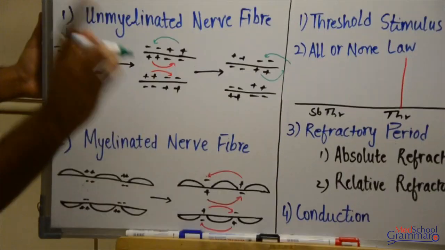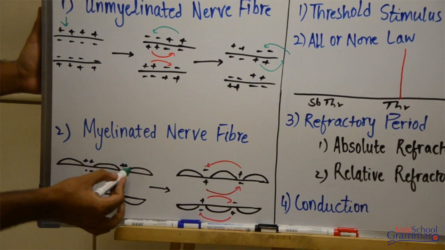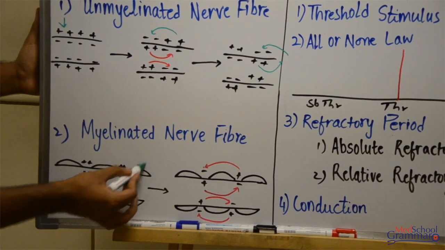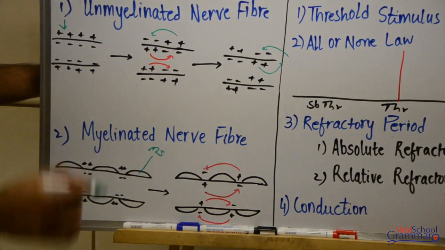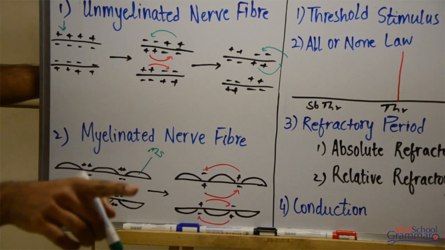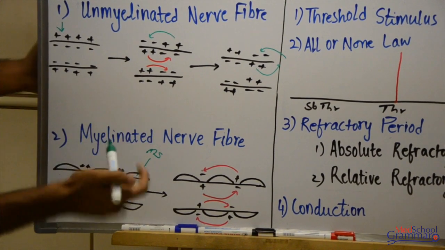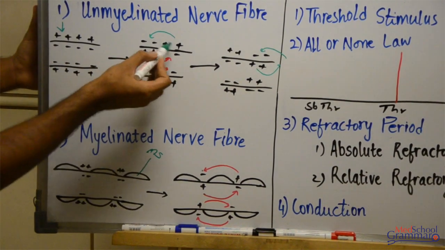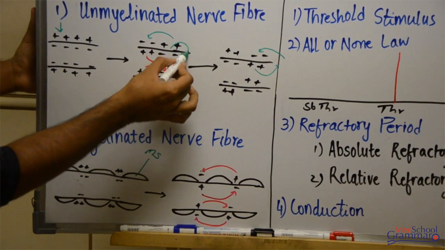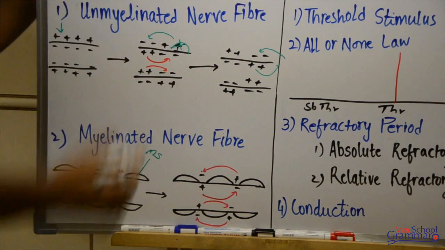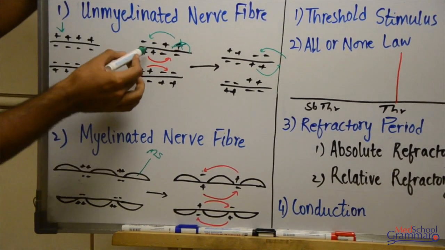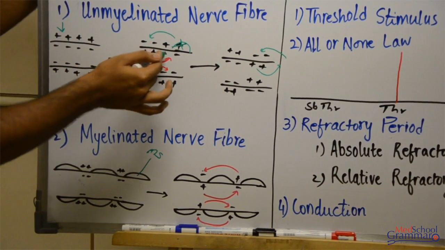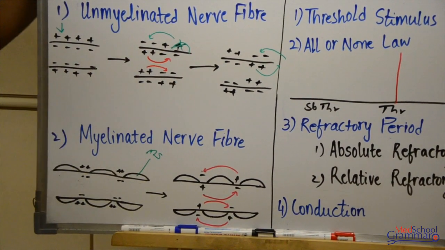Coming to the myelinated nerve fiber, here there is the presence of this myelin sheath. Now as we all know, myelin sheath is an insulator. It does not allow current to pass. So current cannot flow freely like this. If there is a myelin sheath here, it won't allow the accumulation of charges. So the action potential cannot flow this way in a myelinated nerve fiber.